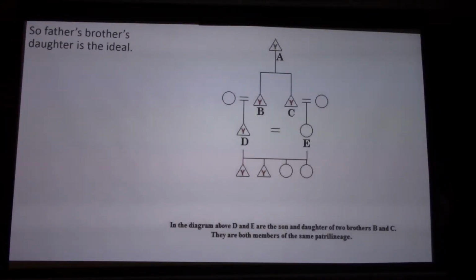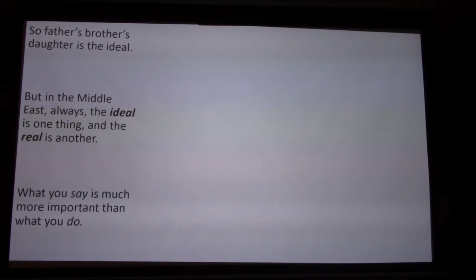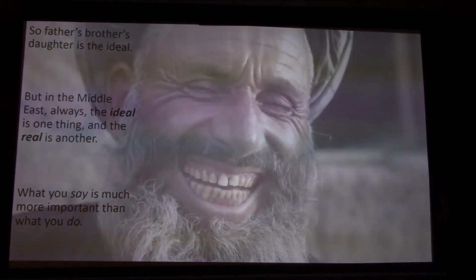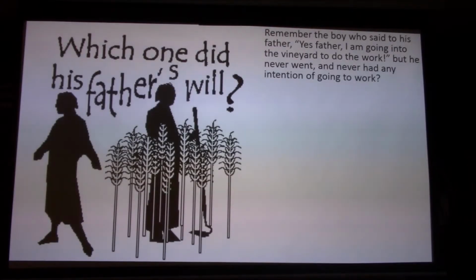So father's brother's daughter is the ideal. But in the Middle East, always, the ideal is one thing and the real is another. What you say is much more important than what you do. And that's how it goes in the Middle Eastern world, the world of the Bible. Remember the boy who said to his father in Jesus' example, "Yes, Father, I'm going to the vineyard to work." But he never went, and he never had any intention of going to work. You remember that? So you say one thing, but you mean another. You say one thing, and you do another.